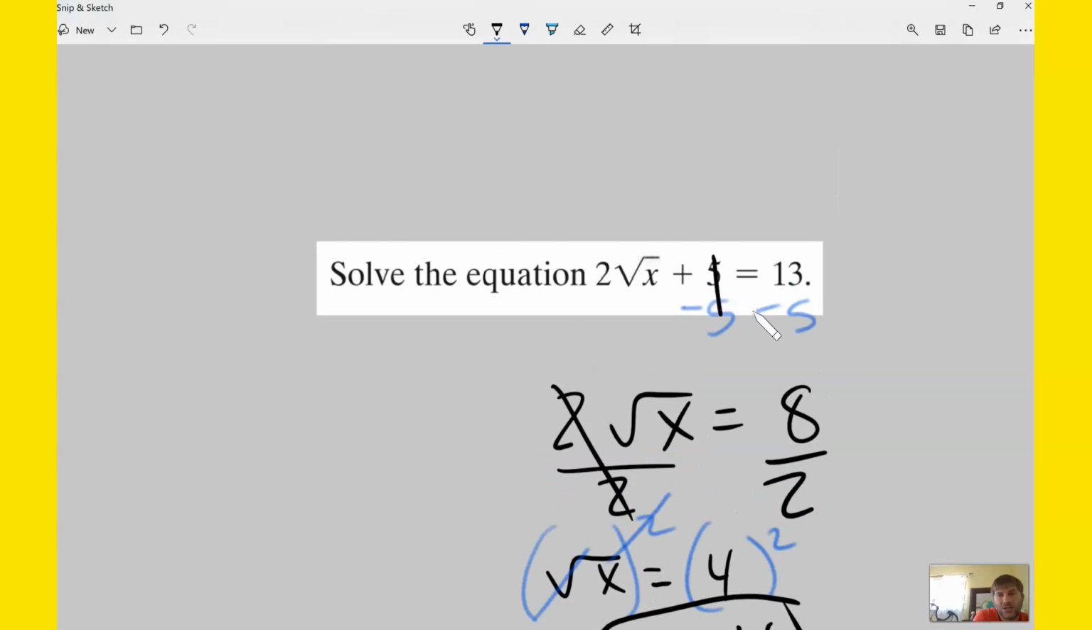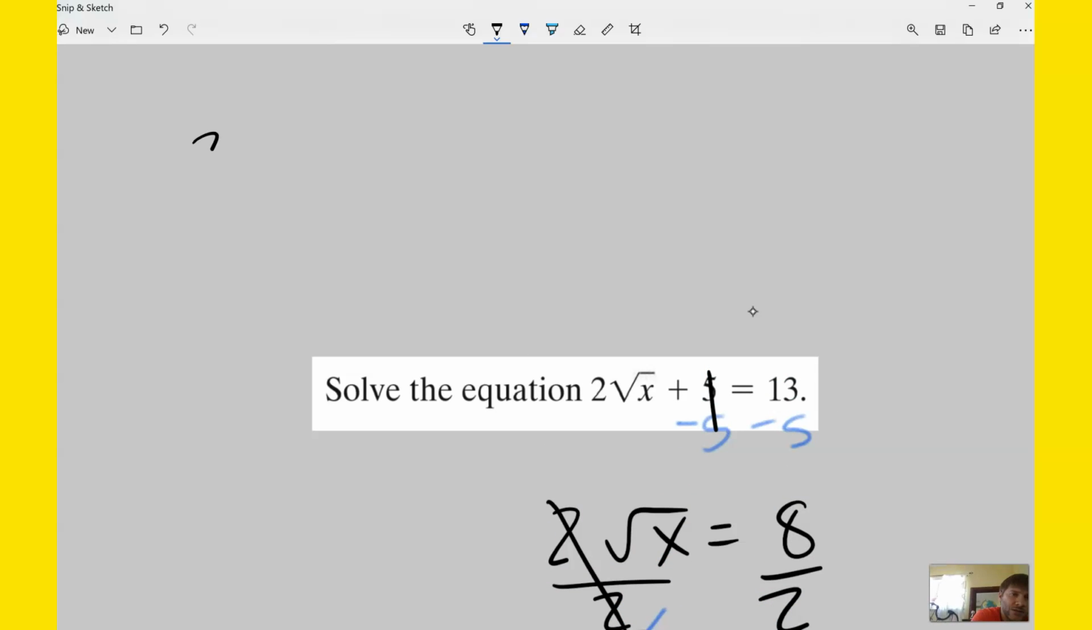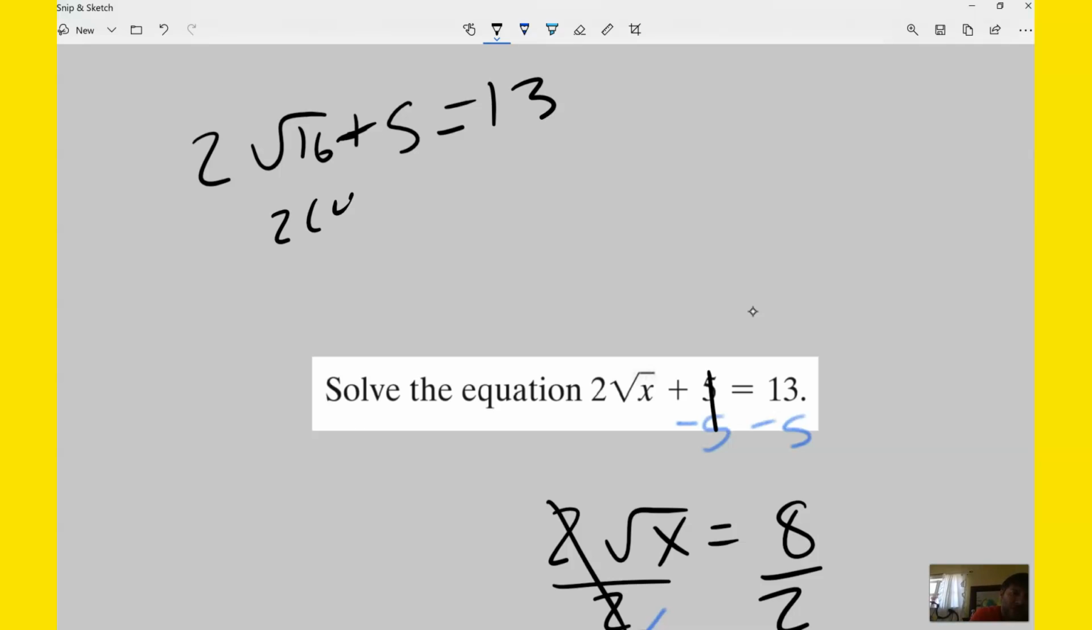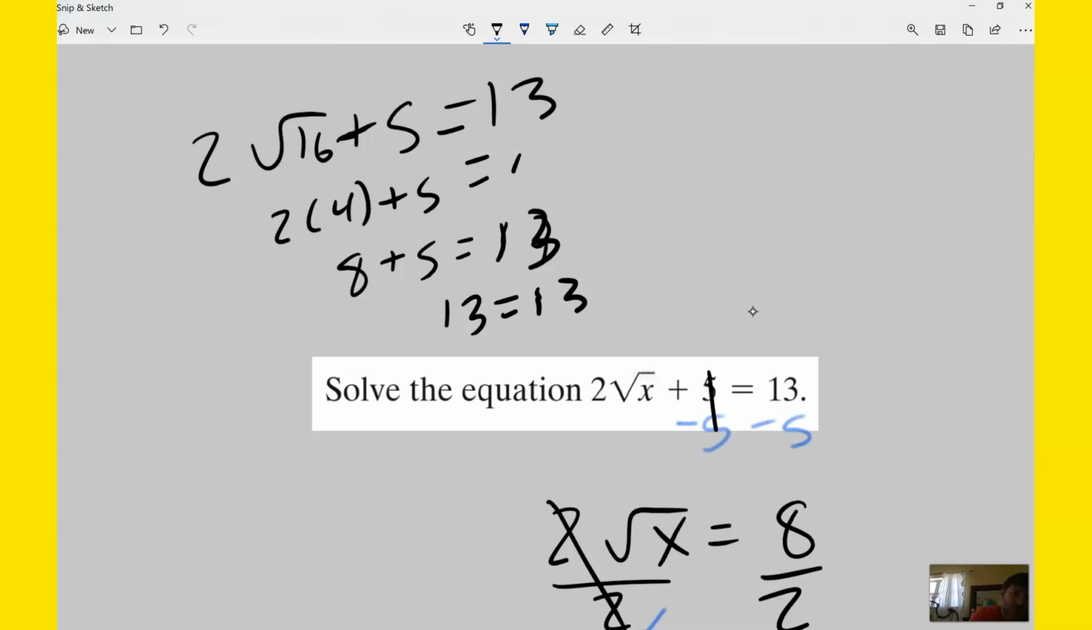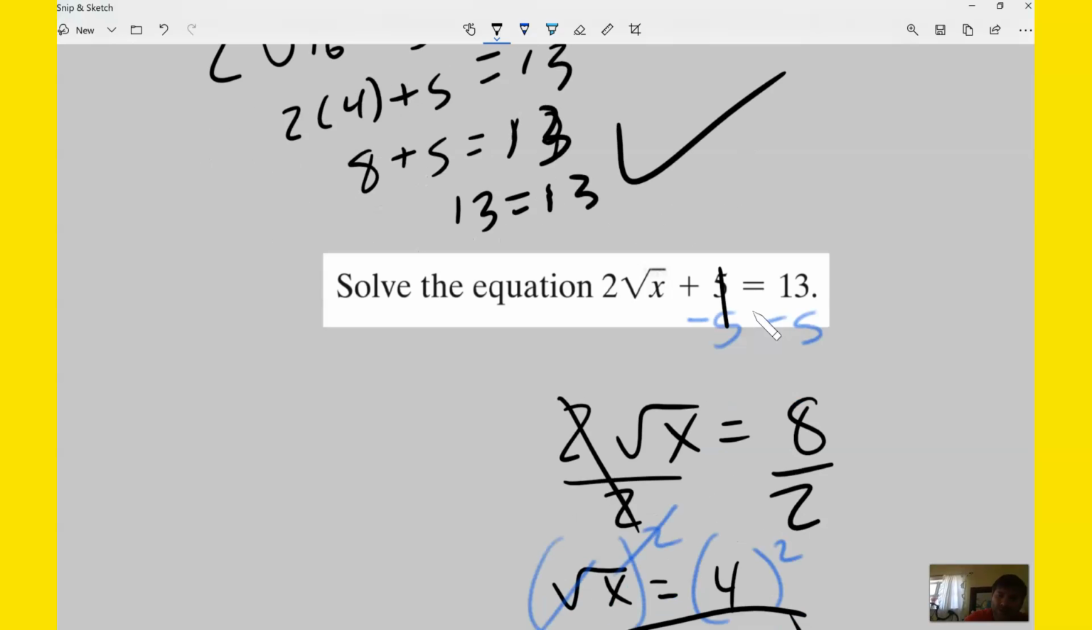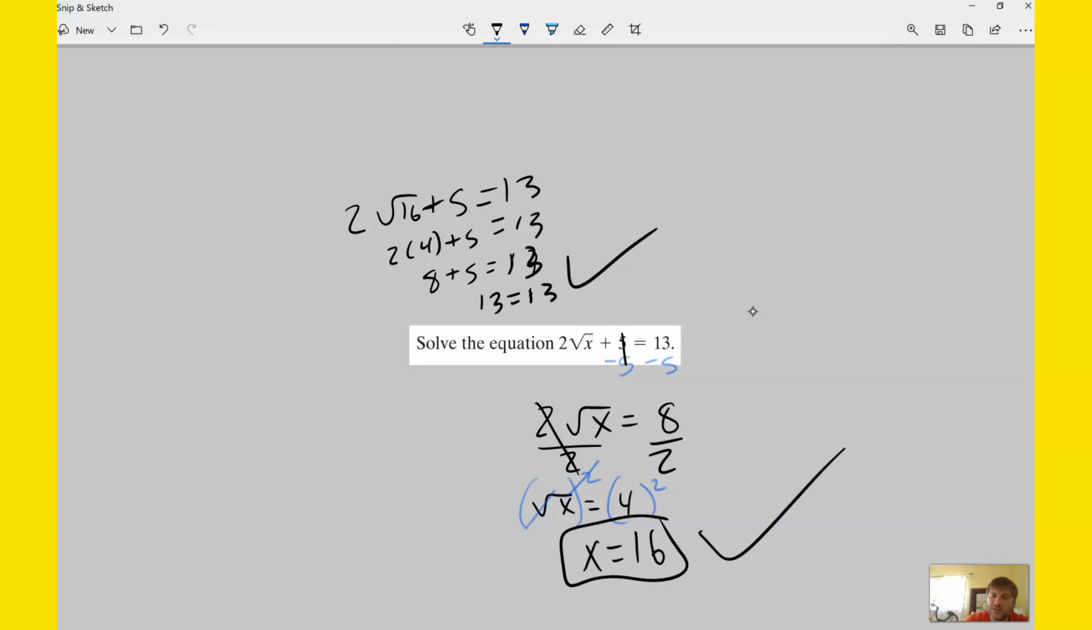And then just go back and check it. 2 square root 16 plus 5 equals 13. So that's going to be 2 times 4 plus 5. That's going to be 8 plus 5 equals 13. And that's true. So 16 is a good answer.